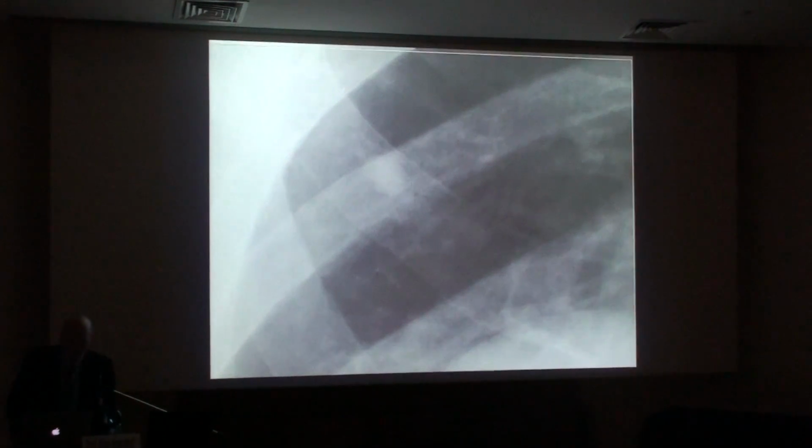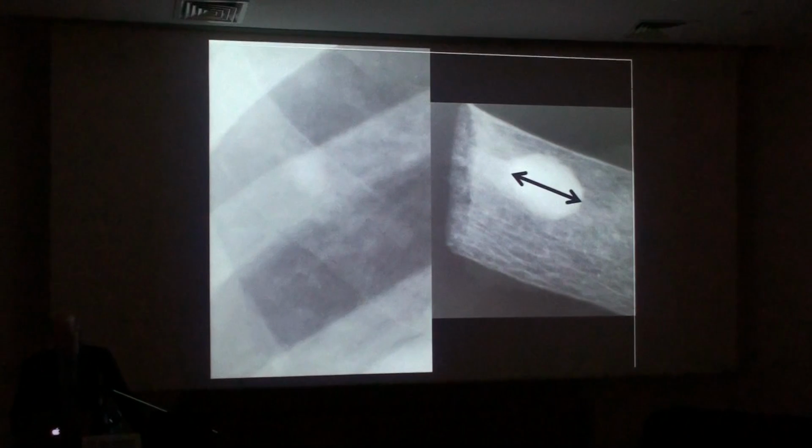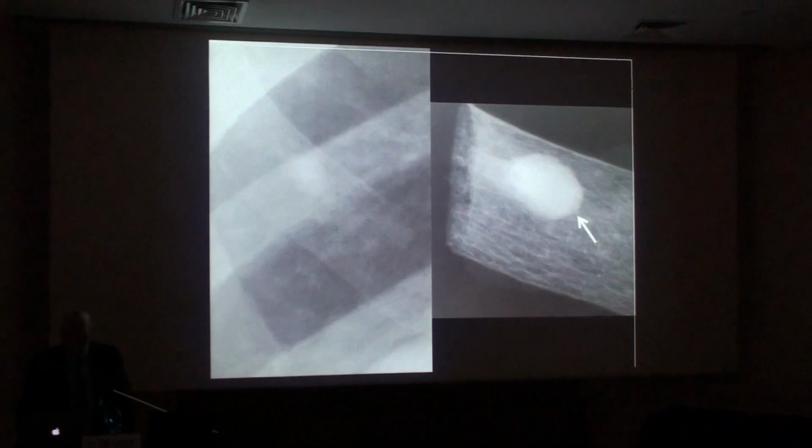Here another example pathologically proven within the rib, nicely showing, in this case, an oval appearance. Again, more typically we see the long axis of the ovoid appearance along the long axis of the bone, and we can see some of that spiculated margin as well.